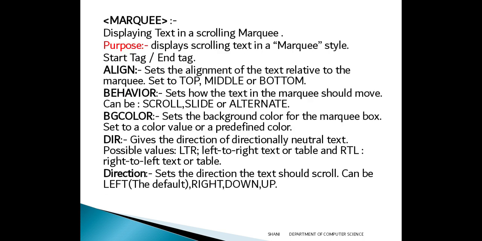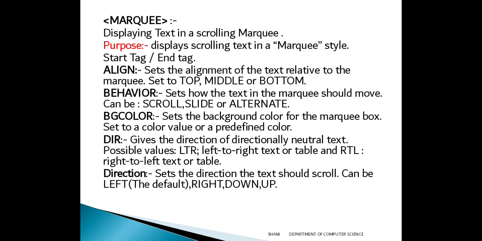Next we can look into the marquee tag, which displays the text in a scrolling marquee style. It has a start tag and an end tag. The marquee tag means the text is moving from right to left. If we give the attributes, then it will move from left to right also. So it is moving text in your web page.